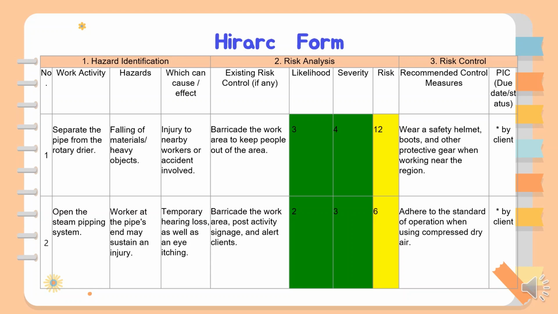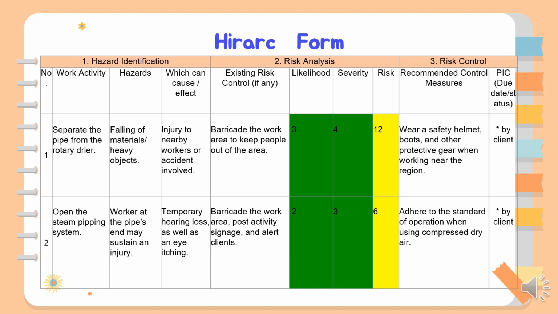The first work activity is to separate the pipe from the rotary dryer. And the hazard is falling material or heavy objects that may result in injury or accident to nearby workers. To control the risk, barricades were set out to keep people out of the work area. The likelihood of the hazard is 3, and the severity is 4, so the risk is equal to 12, which is classified as a medium risk. The recommended control measure is that all workers should wear a safety helmet and other PPE while working near the region.